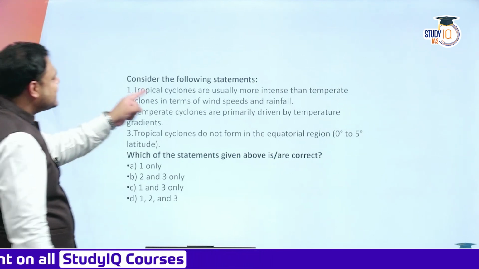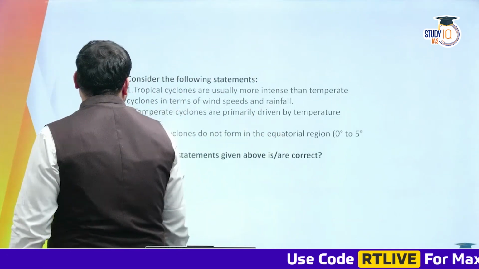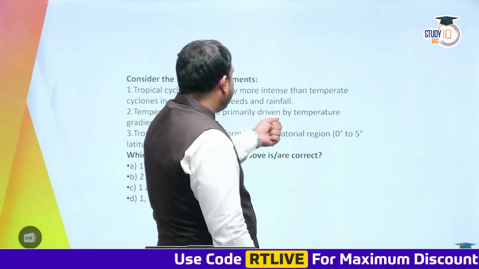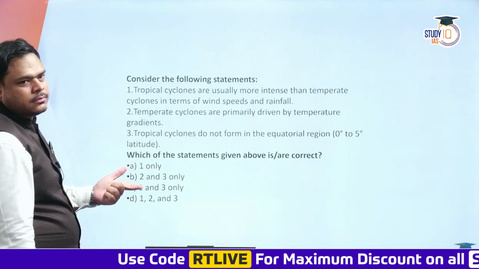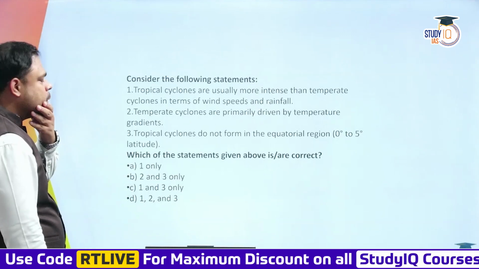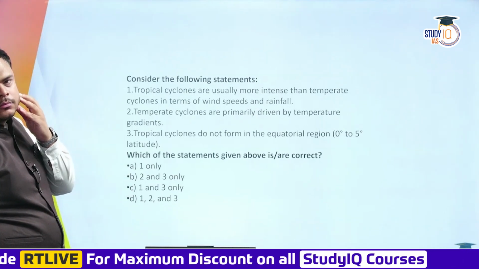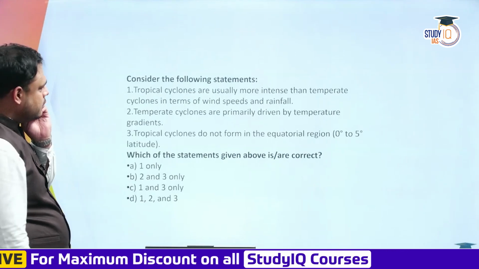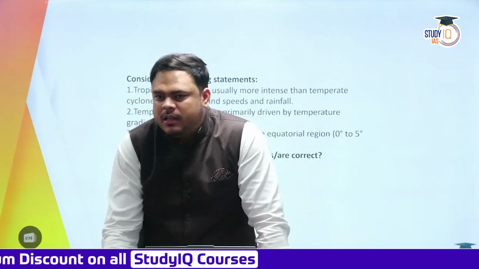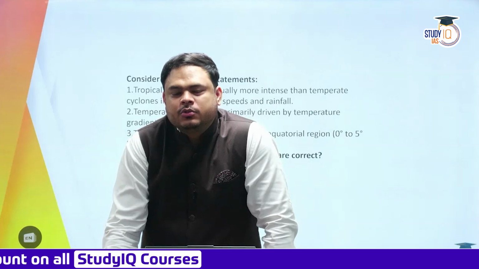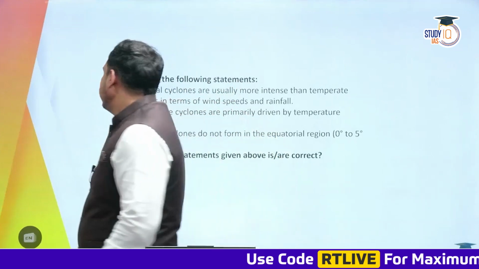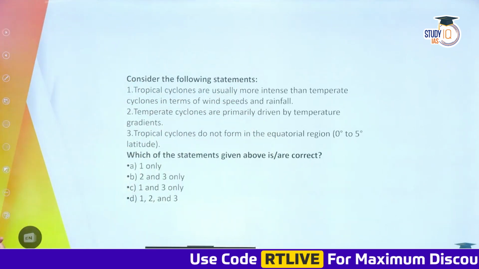Okay. Tropical cyclones are usually more intense than temperate cyclones in terms of wind speed and rainfall. Of course, temperate cyclones are primarily driven by temperature gradients. क्या लगता है? सोचो. Temperate cyclones are primarily, strong statement. कोई आपको बोले primarily what are you doing? आप बोलोगे कुछ नहीं कर रहे अभी तो तैयारी कर रहे. तो strong statement है. ठीक है. So this statement is wrong. ठीक है.